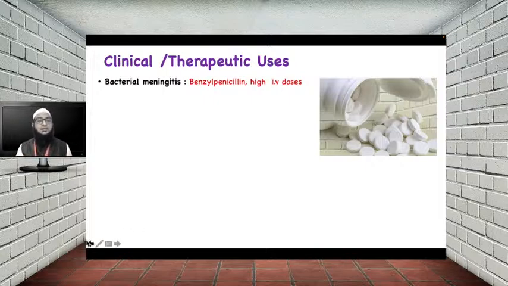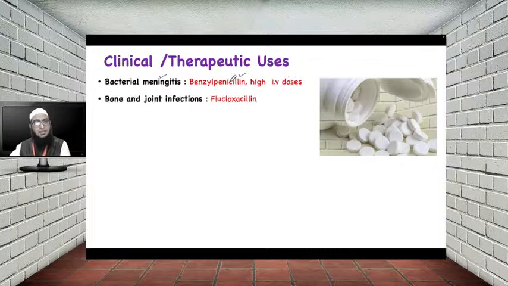Okay, so let's start with the first clinical condition, that is bacterial meningitis. Now you know what the meninges are. Meninges are the protective coverings which generally surround your brain and the spinal cord. So due to bacterial infection, if the patient suffers from inflammation of the meninges, then the condition is called bacterial meningitis. Here the preferred drug is benzyl penicillin. So you are using a high IV dose of benzyl penicillin in the treatment of bacterial meningitis.